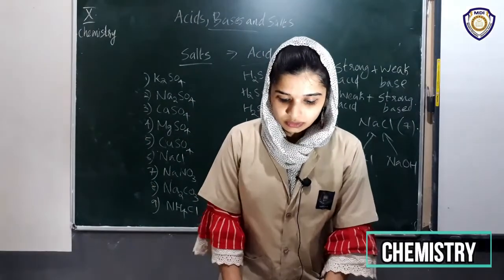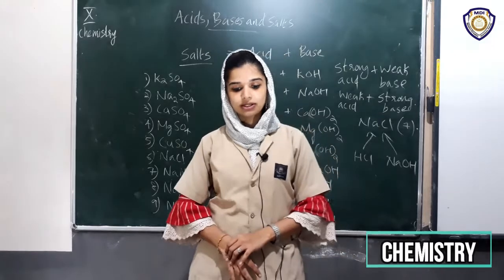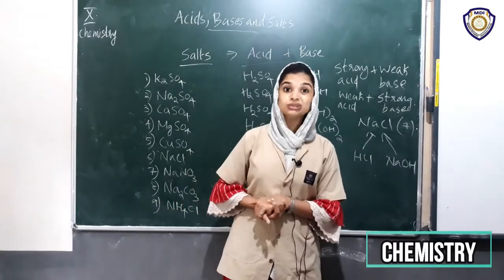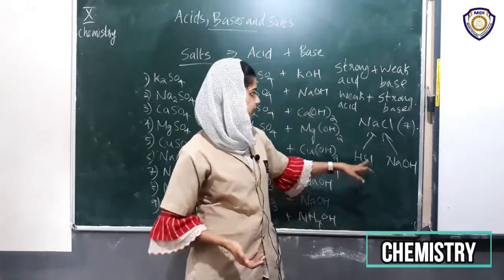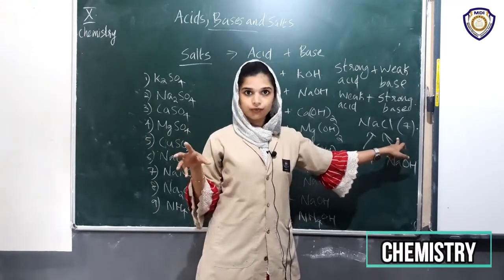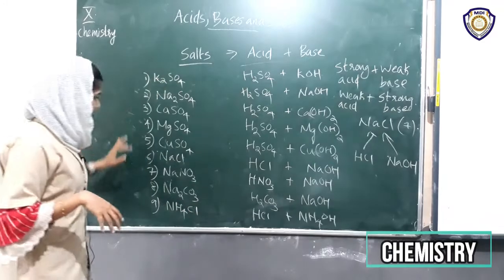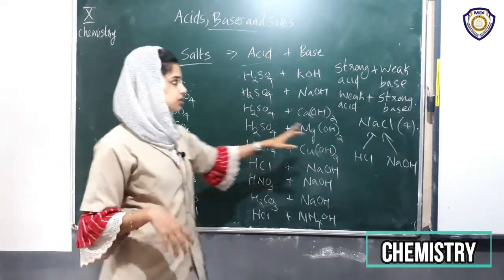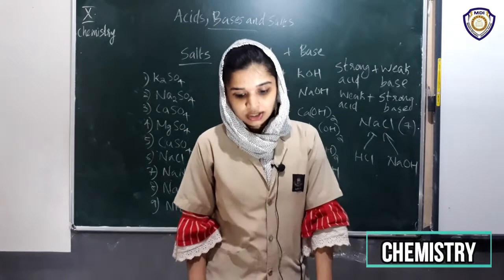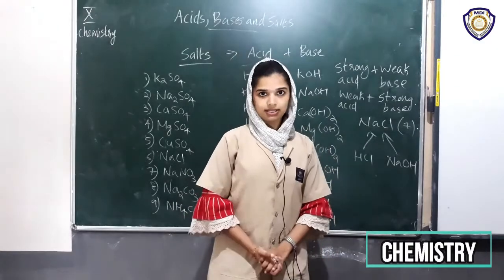Then chemicals from common salt. The common salt that we are using in our food is what? NaCl. NaCl is the salt that we are using in our food. We use only the salt named NaCl. So it is a neutral salt.